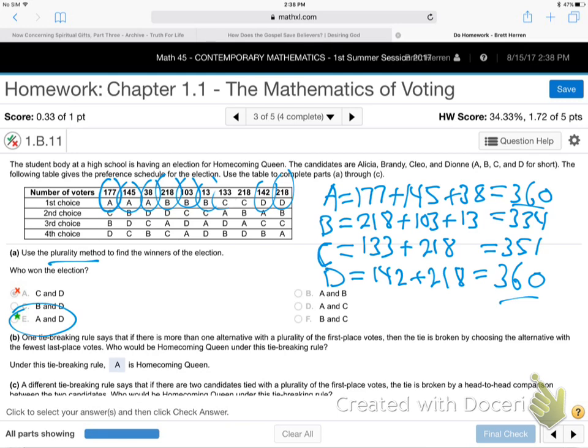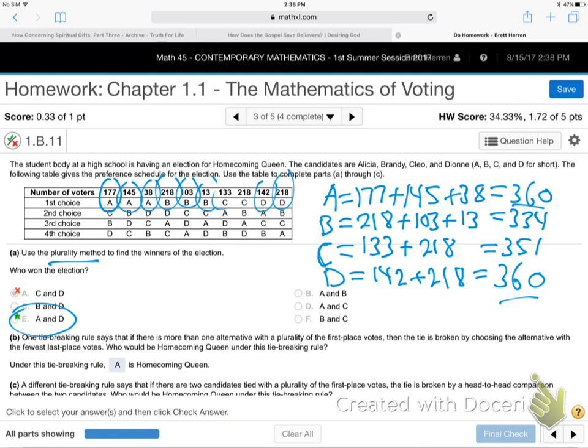I was wrong when I guessed at it. I was just getting the homework done quick, so I could get it on the screen. So the real answer is A and D. They tie for first place. A and D, 360, first place. So all I did, notice I only did the top row, right? I wasn't even looking at second choice, third choice, fourth choice. That's the plurality method. That's what we do for president. We just say who's your favorite, right?